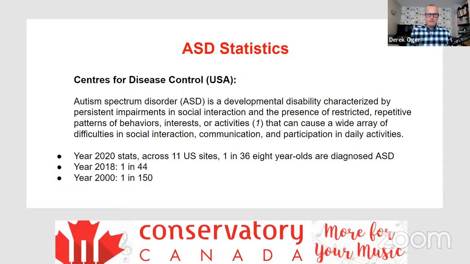And first of all, they define ASD as a developmental disability characterized by persistent impairments in social interaction and the presence of restricted repetitive patterns of behaviors, interests, or activities, and there's a footnote there that I don't have, that can cause a wide array of difficulties in social interaction, communication, and participation in daily activities. These are sort of the more severe cases. I think when they're diagnosing it, they do treat it as an injury, and that's something I had to get my head around a while back. If there's an ASD, there is a rather serious impairment there.